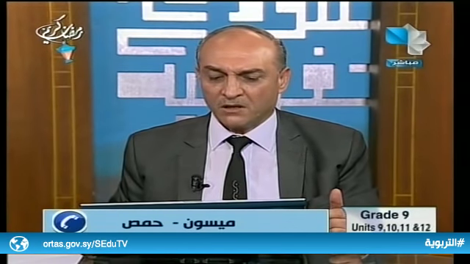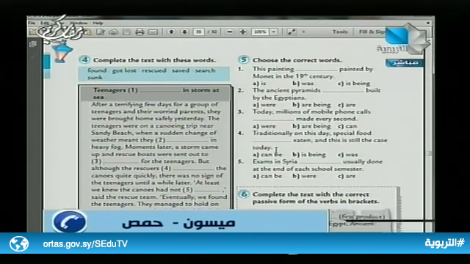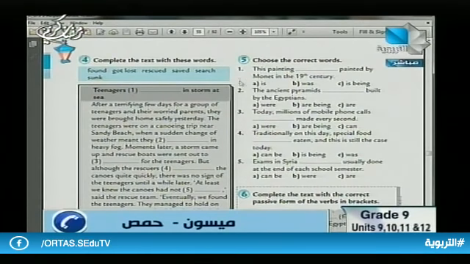The lesson, unit 9, page 53, activity book. Question 5 in exercise 5. It says choose the correct words for the question. All the question. Okay.